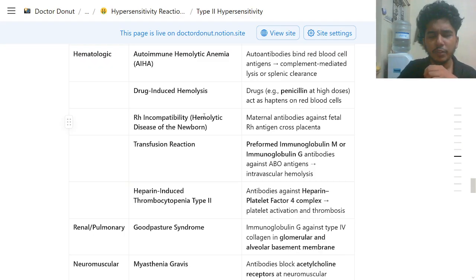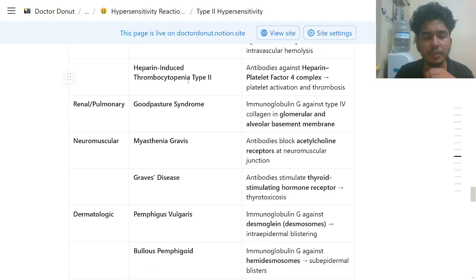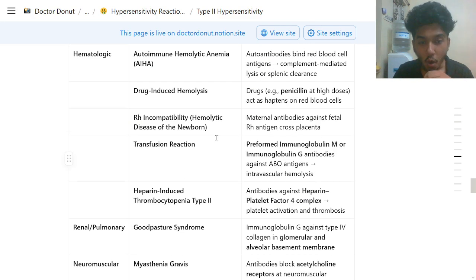Then there is drug-induced hemolysis. For example, drugs like penicillin act as haptens on red blood cells. And this is an exam favorite: Rh incompatibility, the hemolytic disease of the newborn. Here, maternal antibodies are formed against fetal Rh factor, which then cross the placenta. Then you have the transfusion reaction, where preformed IgM or IgG antibodies against ABO antigens lead to intravascular hemolysis.